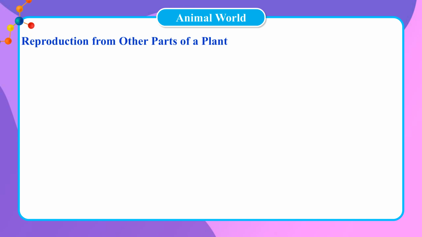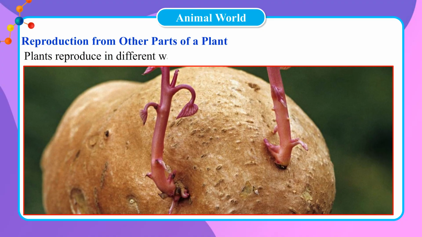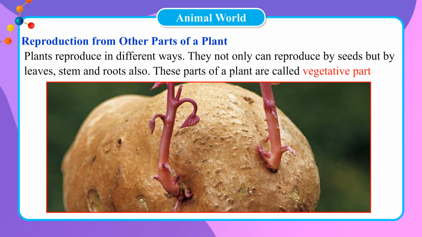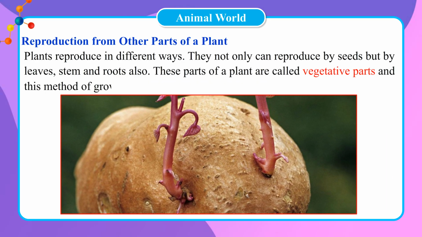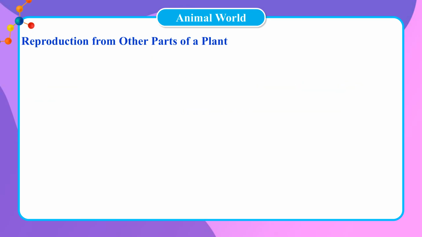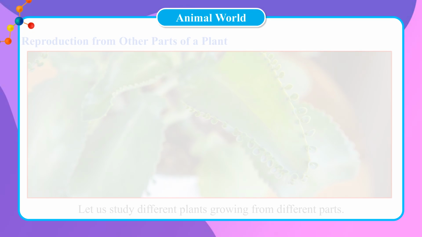Reproduction from other parts of a plant. Plants reproduce in different ways. They not only can reproduce by seeds, but by leaves, stem and roots also. These parts of a plant are called vegetative parts, and this method of growing plants from the vegetative parts is called vegetative propagation. Let us study different plants growing from different parts.